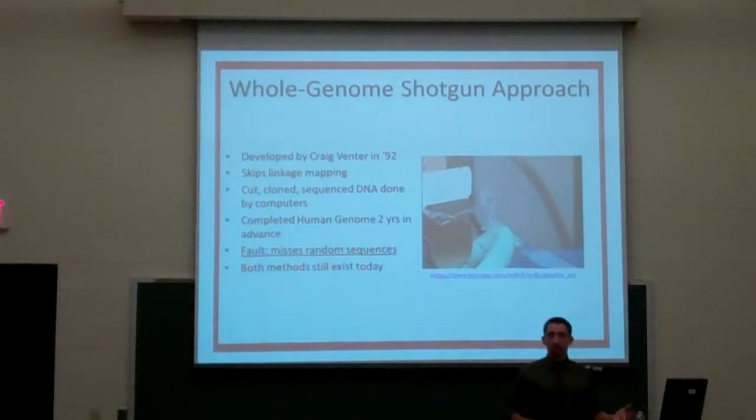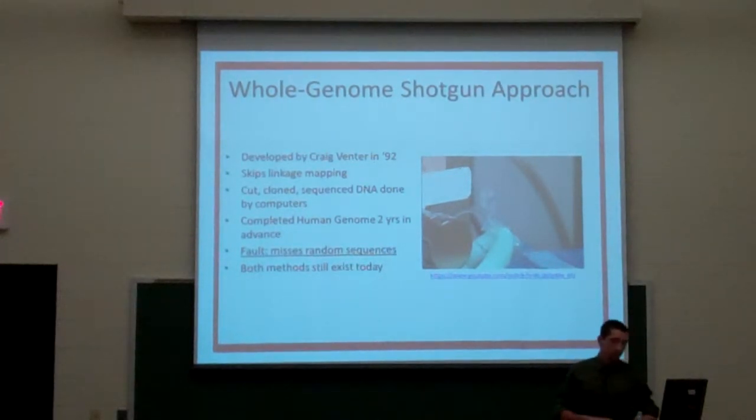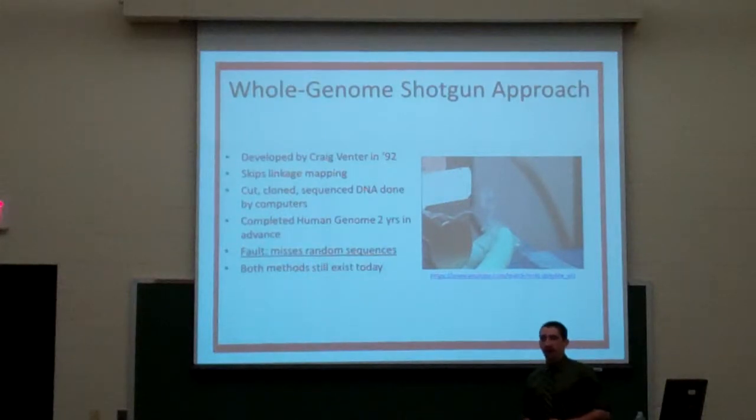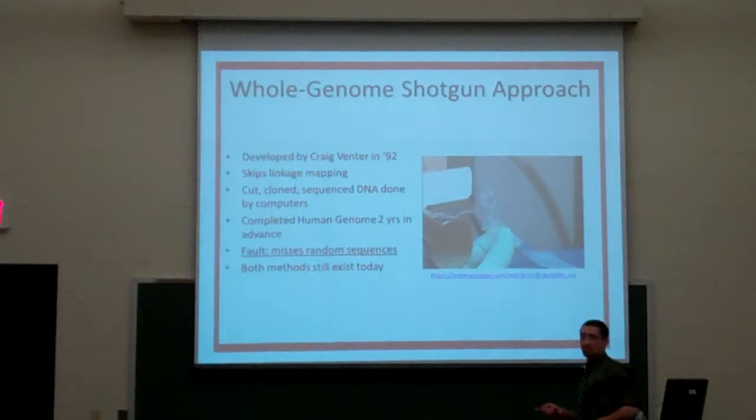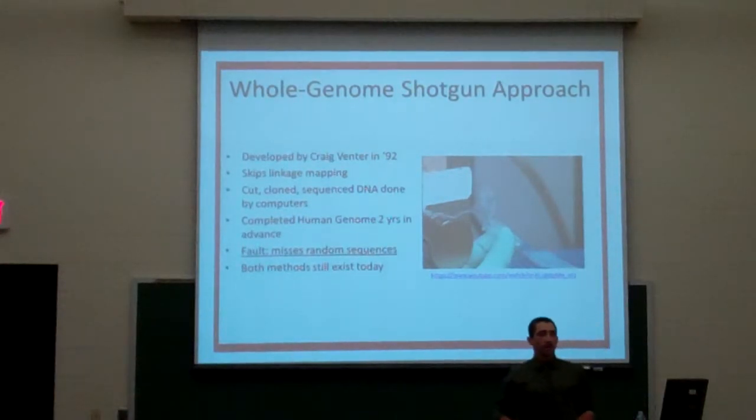This is where it gets its fault though. It misses random sequences because sometimes the speed isn't fast enough to break the DNA strand small enough, so it becomes hard to sequence. This is a very fast method though. It completed the human genome 2 years earlier than the Human Genome Project expected. But both methods still exist today. This method has the fault of missing sequences, and the other one takes a lot of time, and time is money.